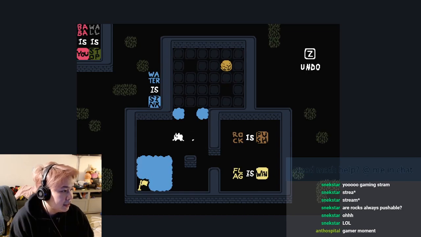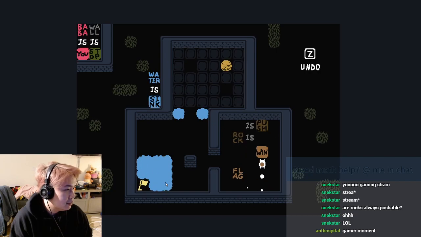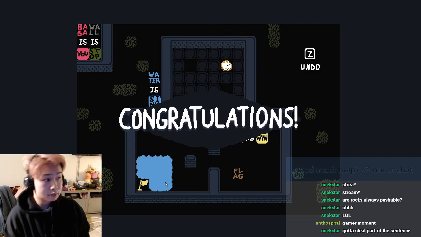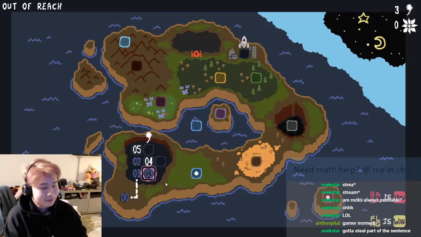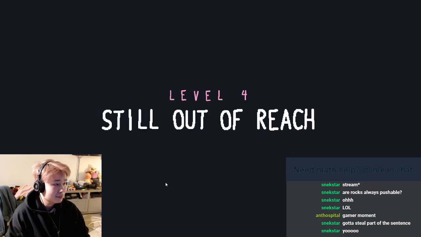And then the other issue is, the flag is win, but the flag is surrounded by at least 2 squares of water. I only have 1 rock, so there's no point in me pushing it. However, remember, we can change sentences. So what I'm going to do is change the rock into the win condition. And then now this rock over here makes me win. It's a fun game.